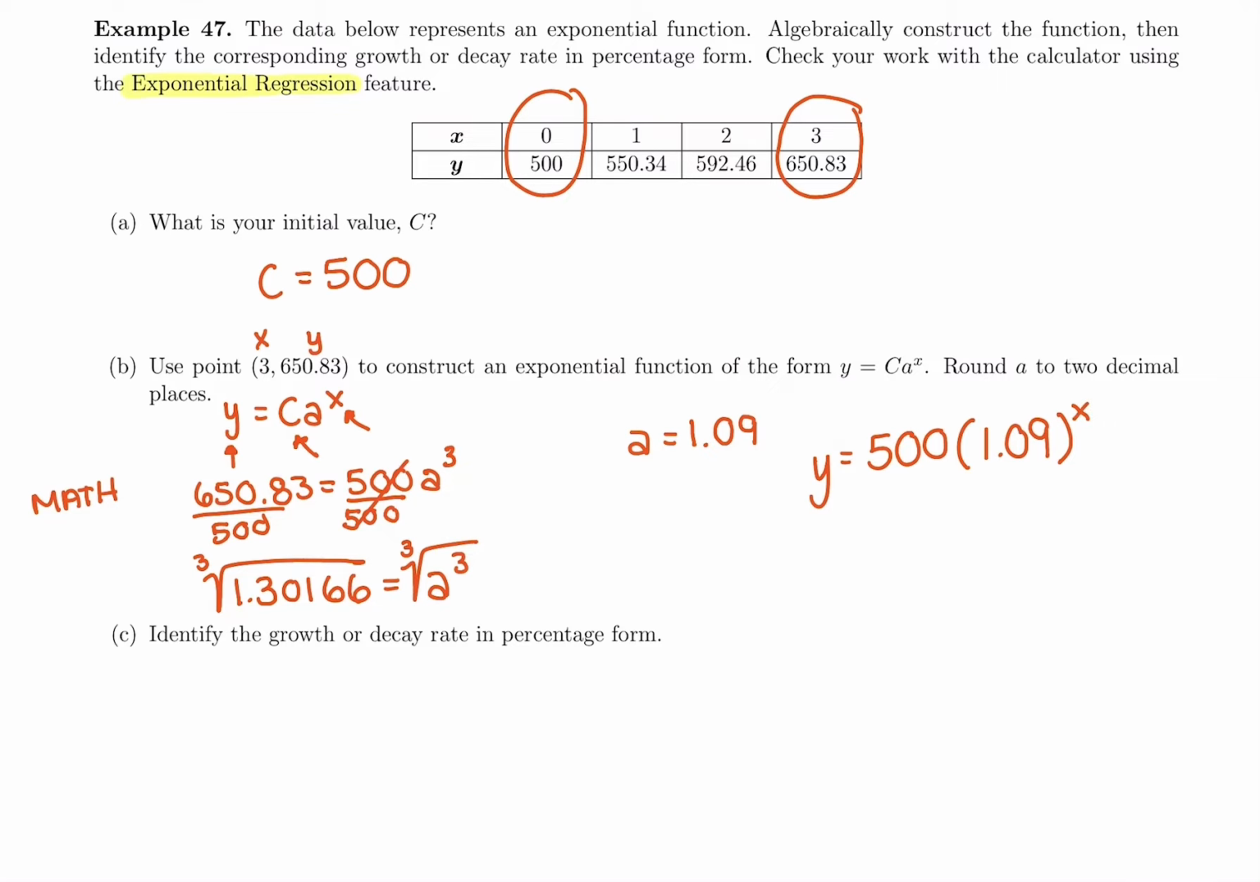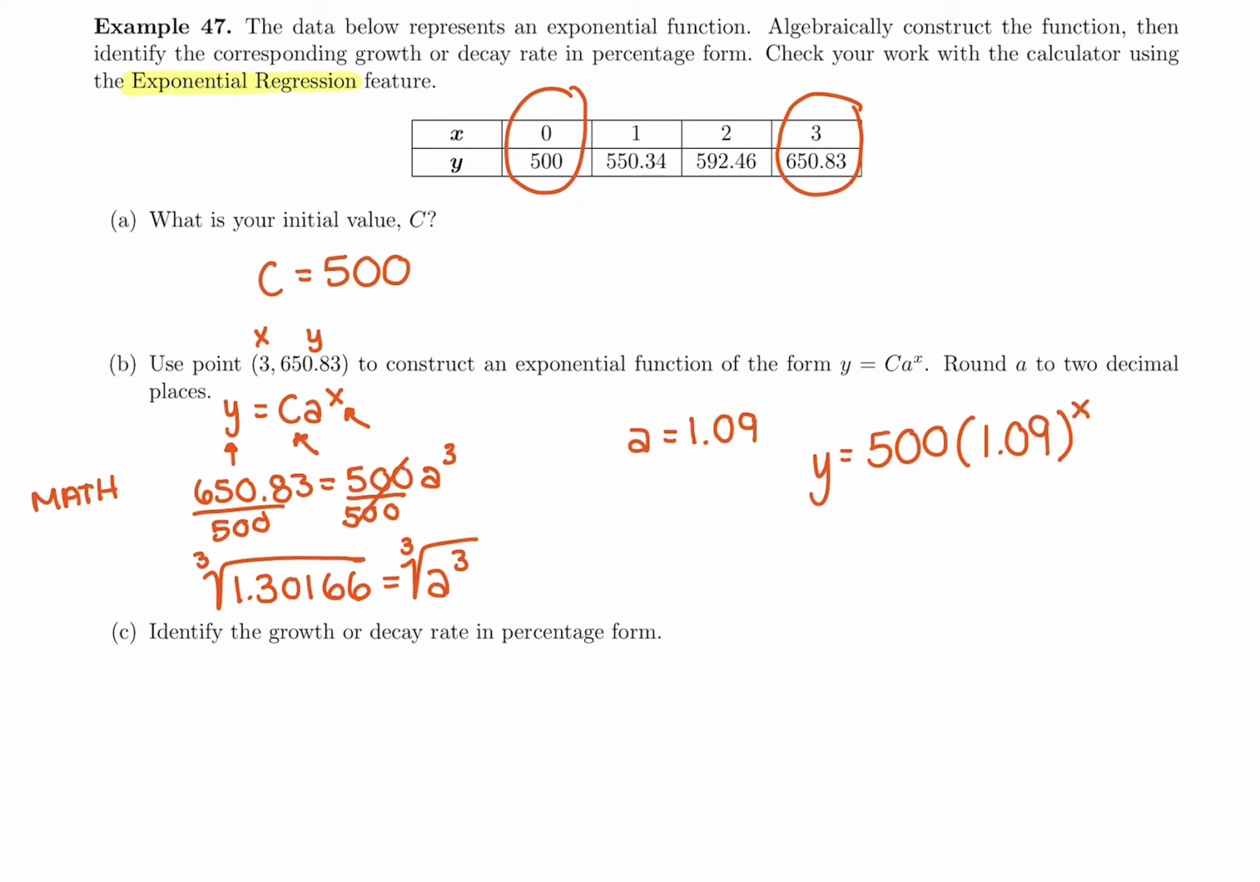That looks perfect. We knew it was growth because we went from 500 to 650, so we're multiplying by 1.09. Bigger than 1 makes it so that it's growth, and that 1.09 says maybe it's not growing super fast, which makes sense because we only went from 500 to 650. But let's figure out what this growth rate is going to be. Not decay, because it's not less than 1.